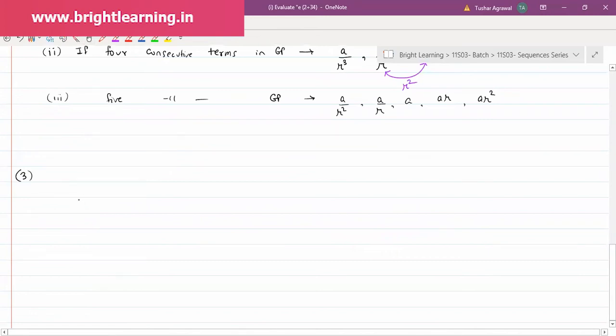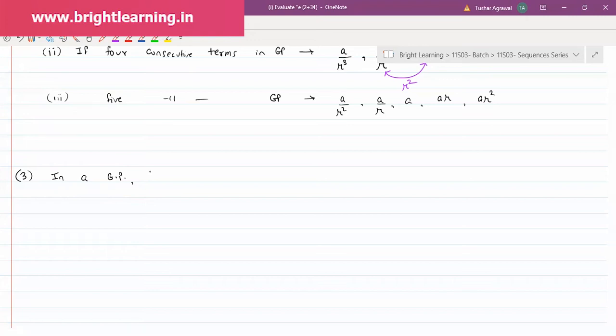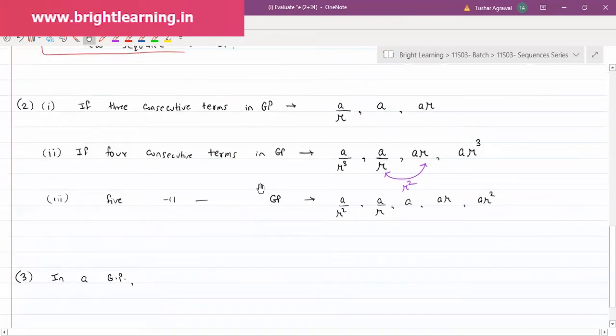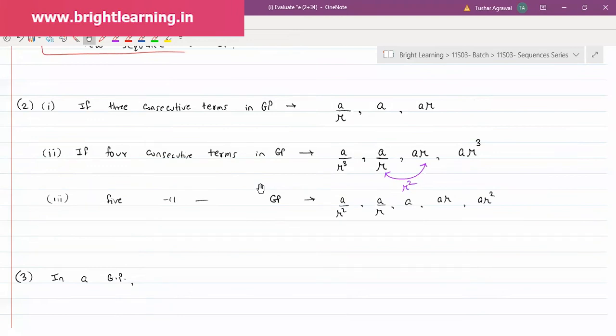Third property, in a geometric progression, terms equidistant. There was some property related to equidistant terms in arithmetic progression also, equidistant from the first term and the last term of an AP. What was that property? If you can recall, think of it, recall it in terms of step approach. So 100 terms are given, 100 terms of an arithmetic progression I'm talking about.